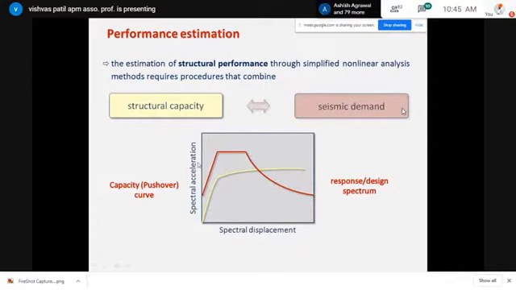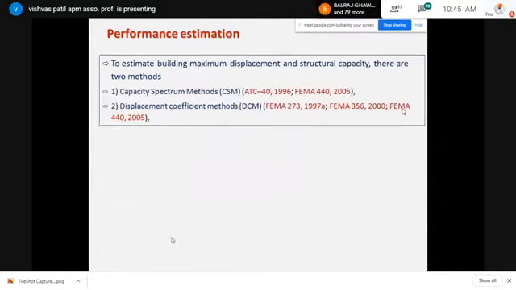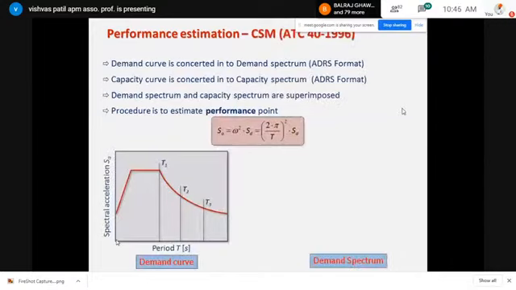So what are the axes? Spectral acceleration versus spectral displacement. On these two axes, these two curves are superimposed. Then after performing the pushover analysis, this is our response spectrum, the IS 1893 response spectrum, which is called a demand curve.